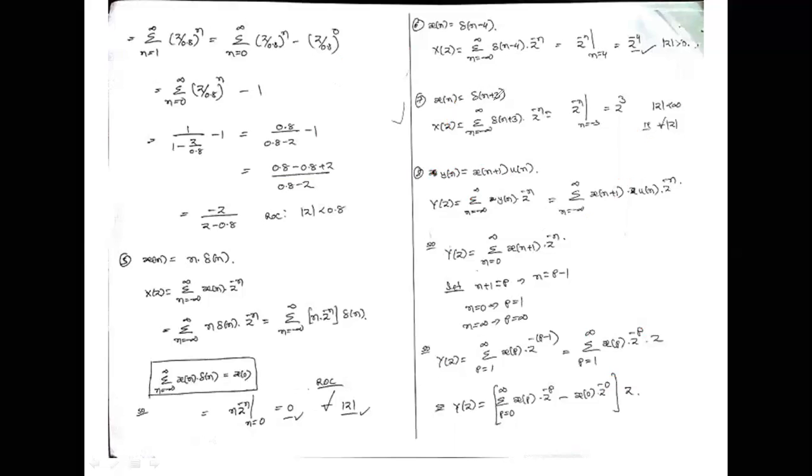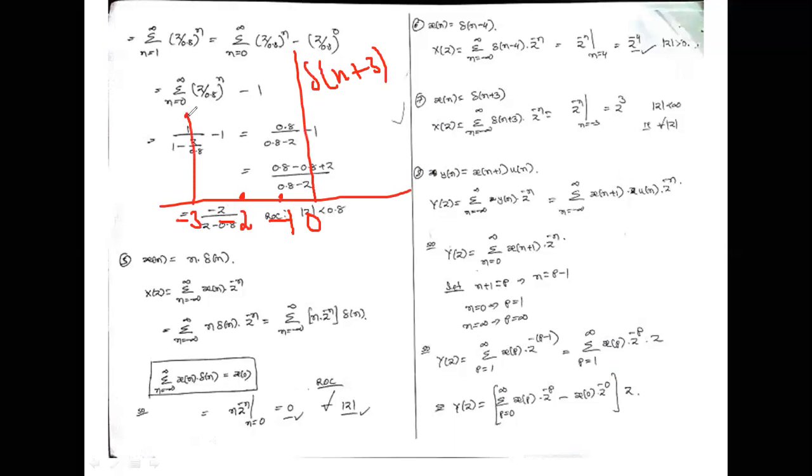Similarly, consider delta of n plus 3. Delta of n plus 3 means the impulse is at n equal to minus 3, towards the left side. Plus means an advanced function. At minus 1 the value is 0, minus 2 is also 0, and at minus 3 the value is 1, because it is shifted towards the left by 3 samples.